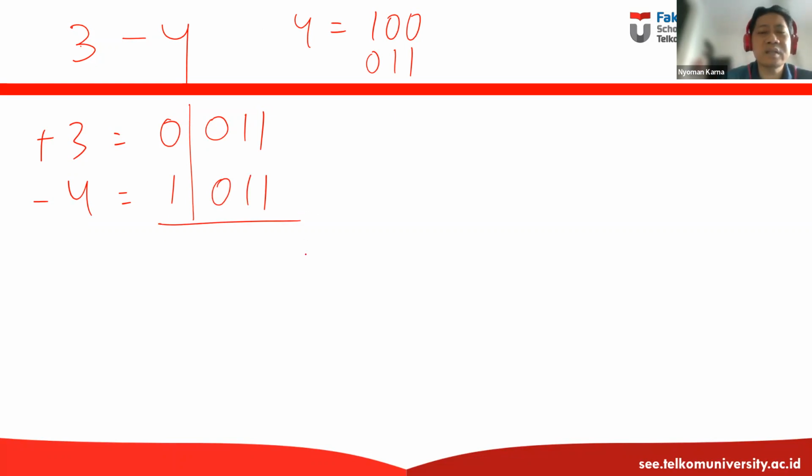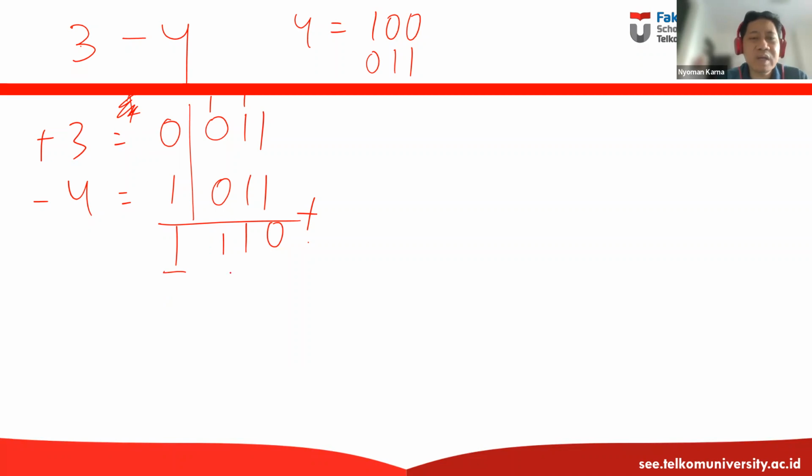Okay, now we're going to add these two numbers. 1 plus 1 is 1, 0. 1 plus 1 plus 1 is 1, 1. 1 plus 0 plus 0 is 1. 0 plus 1 is 1. We don't have the carry at the last addition of the sign bit. So this is the result. So the result is, oh, it's a negative value.